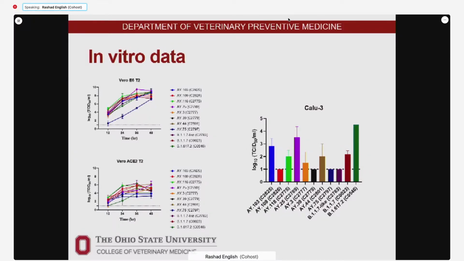And then we also looked in the TMPRSS2 cells, and also the Calu-3s, right? We've got some of those deer lineage viruses that are certainly able to grow within those cell lines, and so some idea that yes, those could come back into humans, which really isn't surprising because we're not seeing a ton of adaptation into the deer at this point. Although, like I said, we're really limited on time to date.